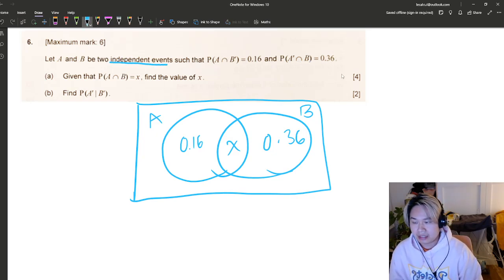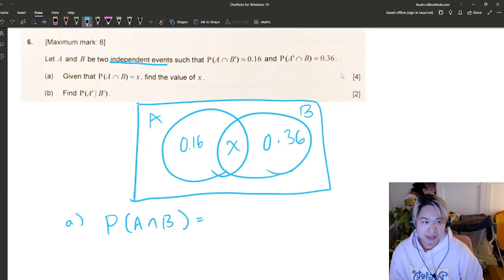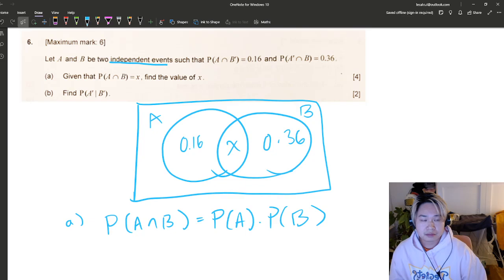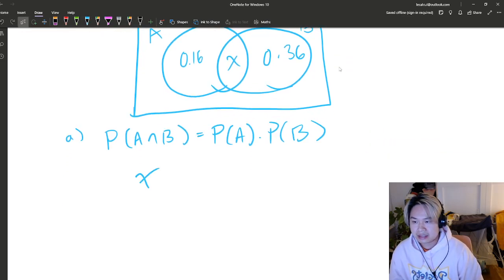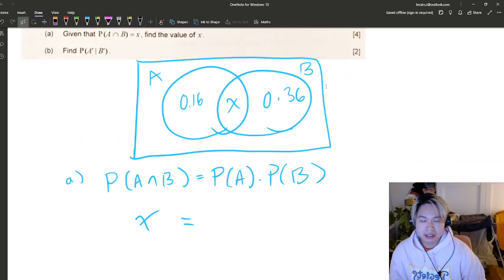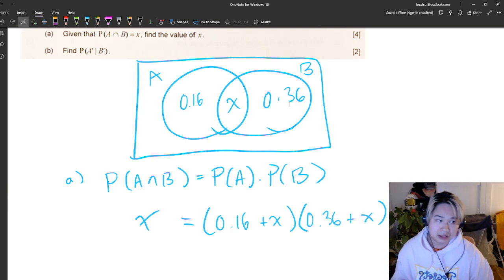So what that means is that in your formula booklet, you can look this up too. Independent events have A intersection B be equal to the probability of A times the probability of B. So we know that this is X, and then the probability of A, a lot of students get confused, but this is the entire A. So that is both of them. So the probability of A is 0.16 plus X, and then for similar reasons, 0.36 plus X for the total probability of B.